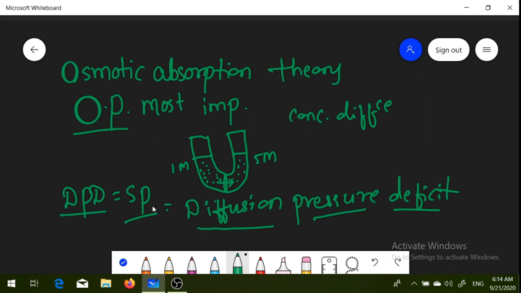the water. Okay, so according to the osmotic absorption theory, there are three important factors: the osmotic pressure, the diffusion pressure deficit and the suction pressure. Diffusion pressure deficit is always equal to the suction pressure; these are the same terms, or very similar terms. So these three terms are most important. Okay, so we will draw one figure here.